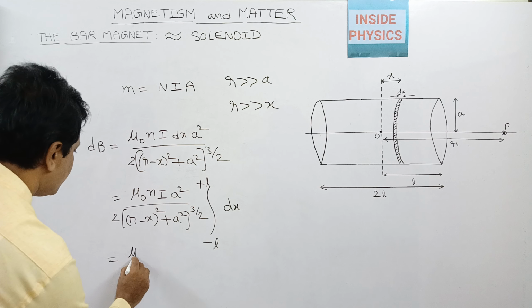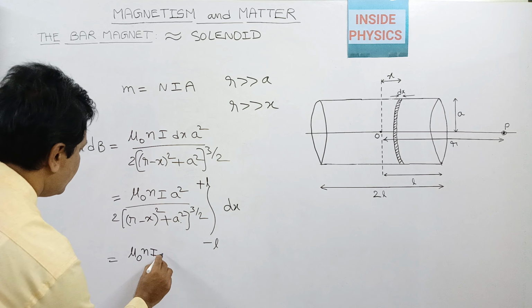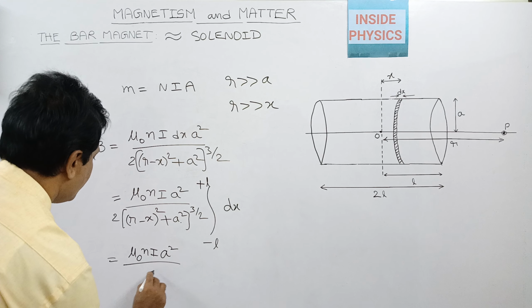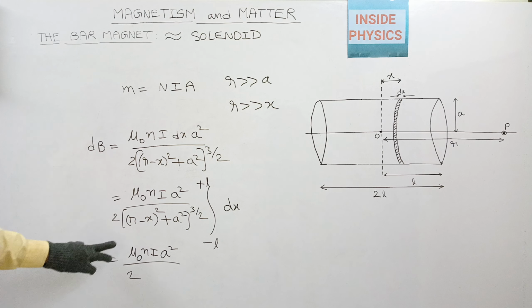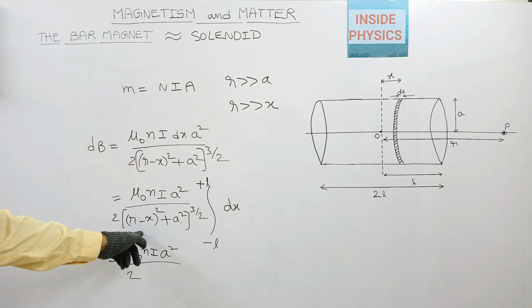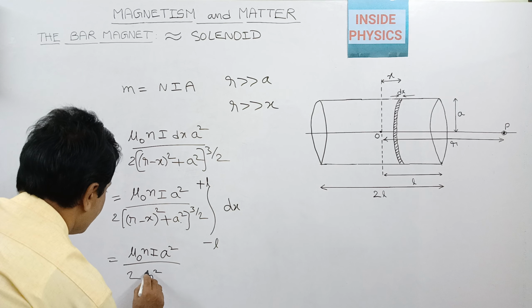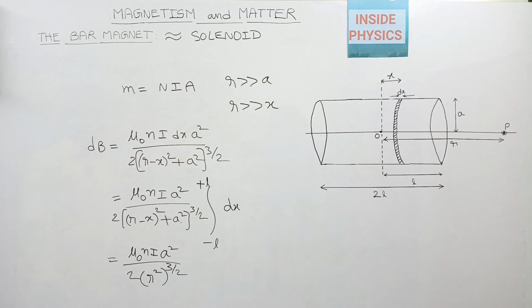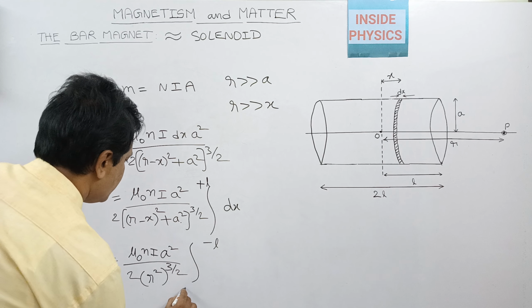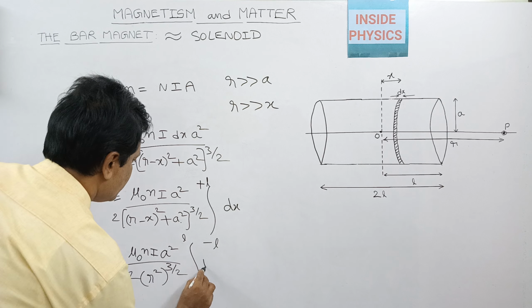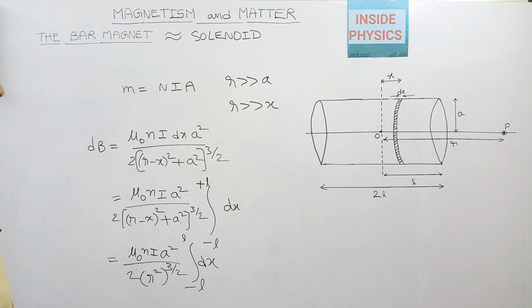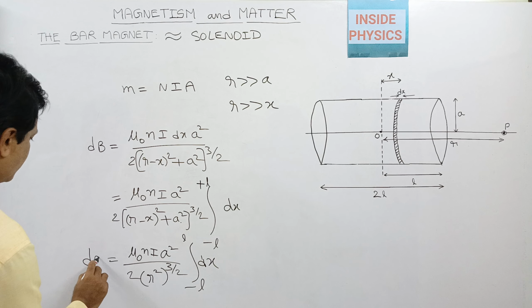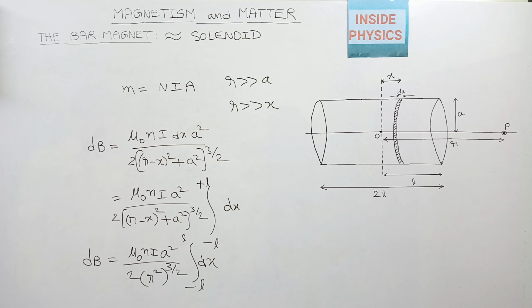So what happens to this relation? N I a square by 2 into this will become r square, so r square whole to the power of 3 by 2. X and a will become 0. So this is the integral from minus L to plus L of dx. Okay. So this is dB.